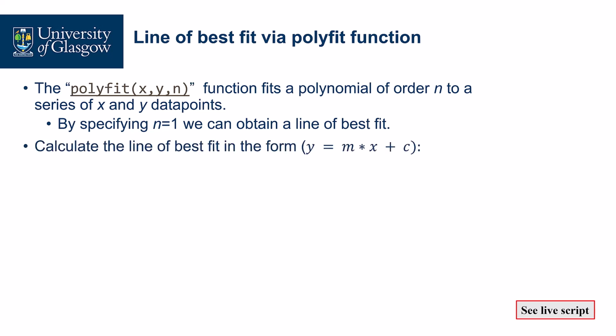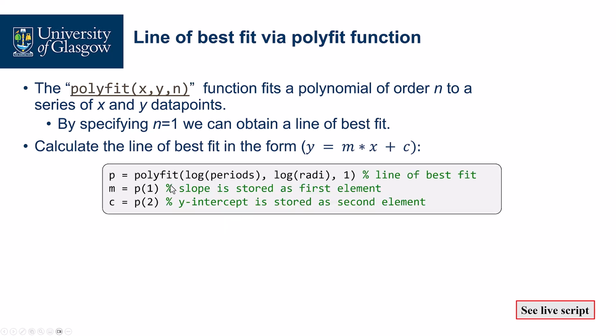So how to do that? We want to find the best fit line, and by this fitting, the program will provide us m and c. So m is the coefficient, and c is the intercept. So the program we can write like this. First, use the polyfit function. We do the log periods, the log radii, because the line of best fit is considering the log scale, right? We do log to both of them. So this one indicates we want a line. So this will generate the p.